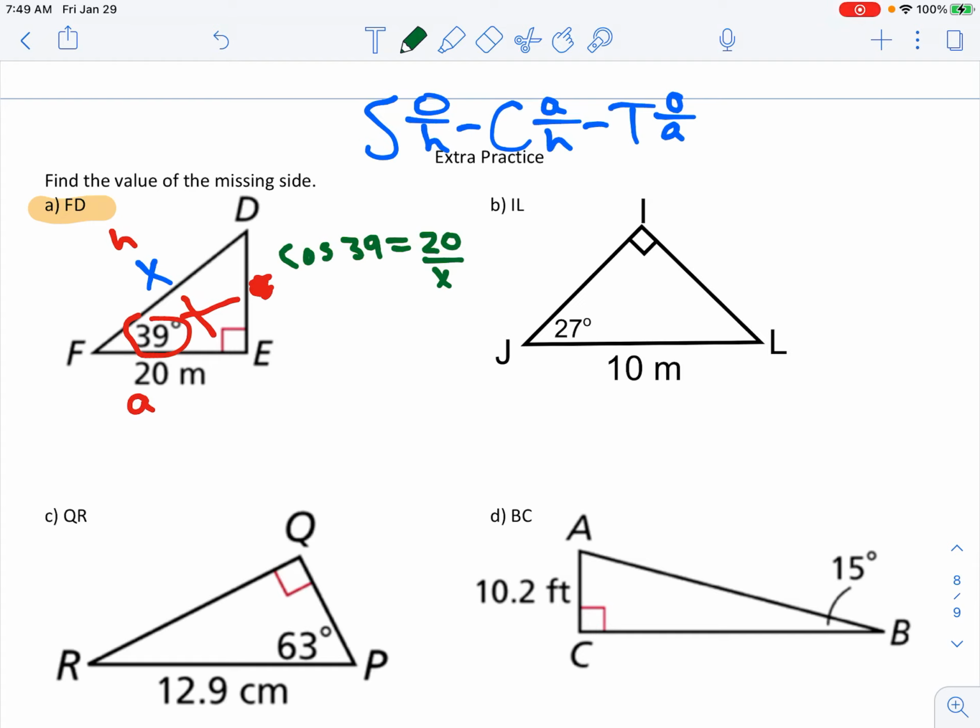Well, x is on the bottom of this, so I know that this is a division. So x equals number divided by function. All right, if you do that, it's going to tell you that x equals 25.7.